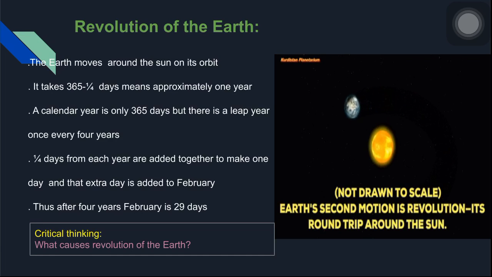Earth's orbit around the sun takes 365 and 1/4 days, or 1 year. The 1/4 days from each year are added together to make 1 day, and that extra day is added to February after 4 years. So February has 29 days every 4 years.